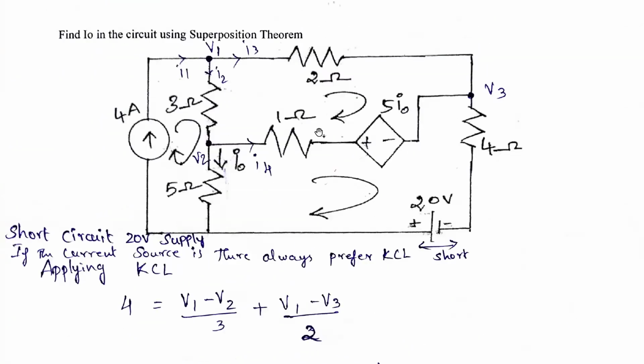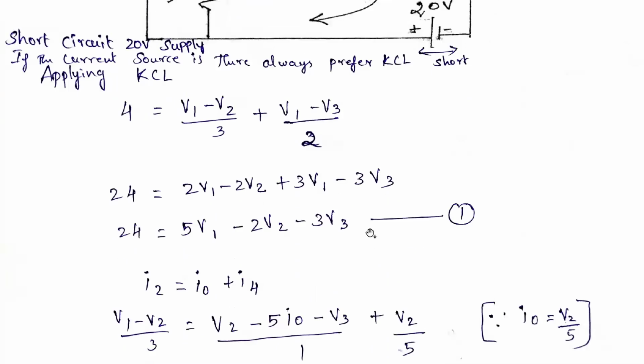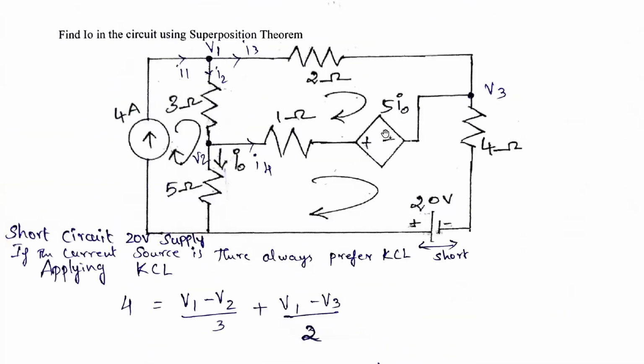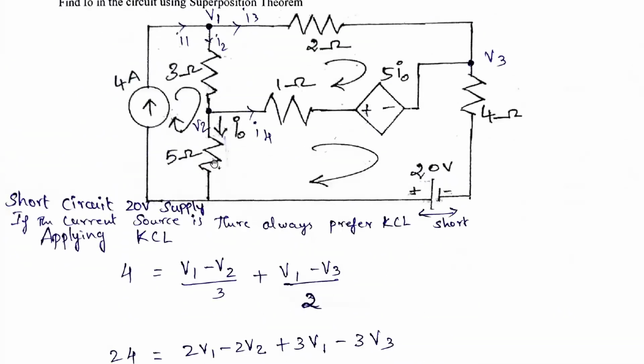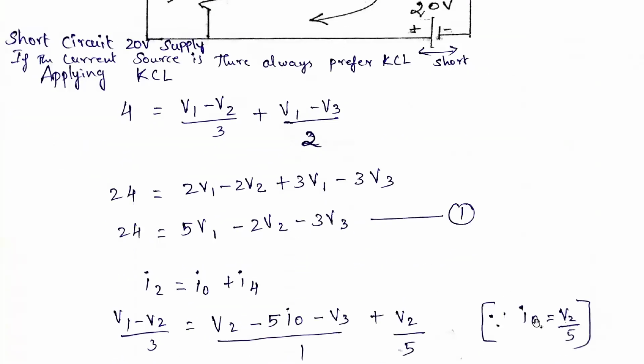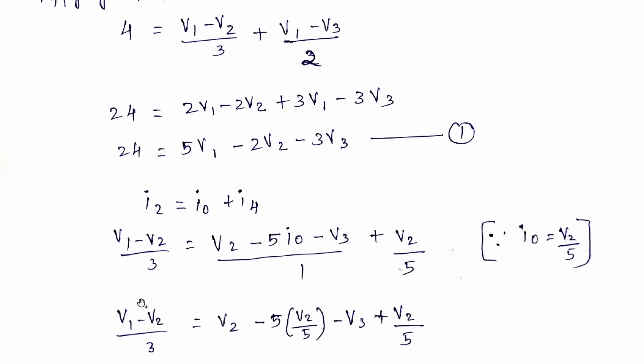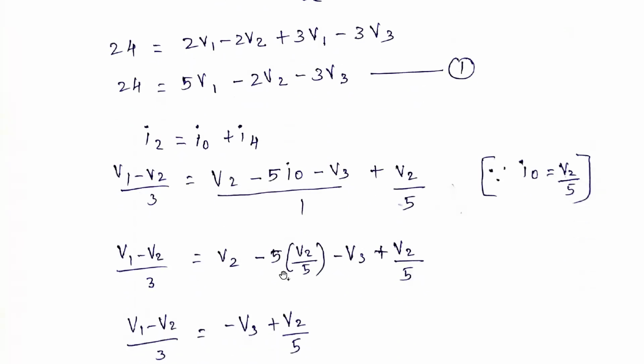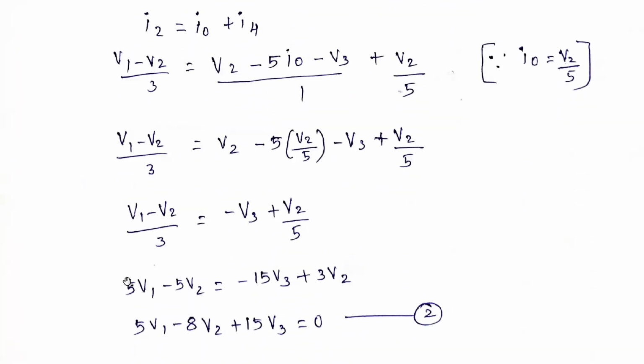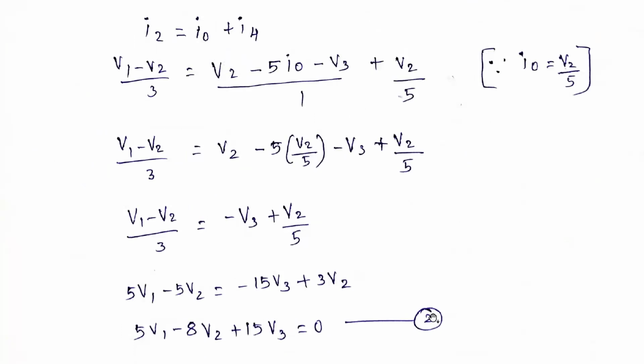Next, plus V2 divided by 5, which is nothing but I naught. We take I naught as V2 divided by 5. Simplifying this equation by taking the common LCM, we get the final equation as 5V1 minus 8V2 plus 15V3 is equal to 0. Take this as equation number 2.